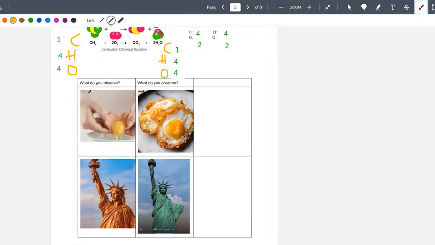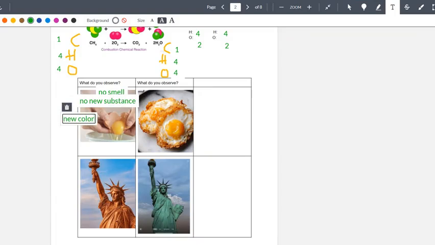When I break an egg, there is no smell. There is no new substance. There is no new color. There is no heating up. There is no gas or bubbles.